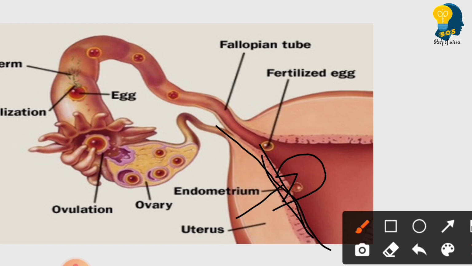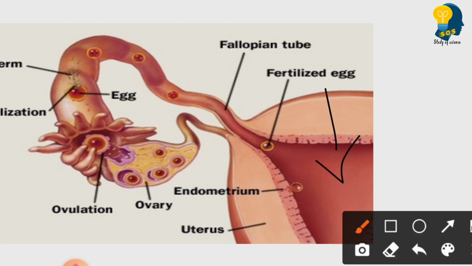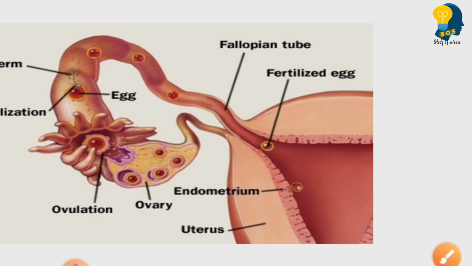The embryo will continuously develop to become a fetus. What is meant by fetus? Fetus is the advanced stage of the embryo. The next stage of the embryo we call the fetus, and the fetus will remain in this region for 9 months, and then it takes birth as a baby. I hope you all got a clear idea about what is zygote, what is embryo, and what is fetus.